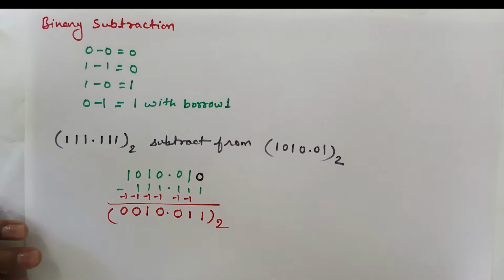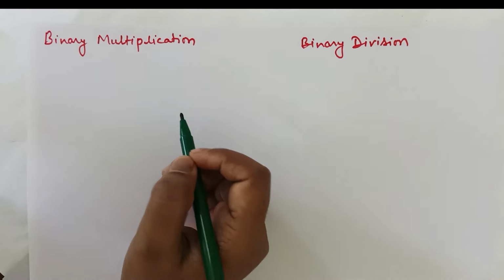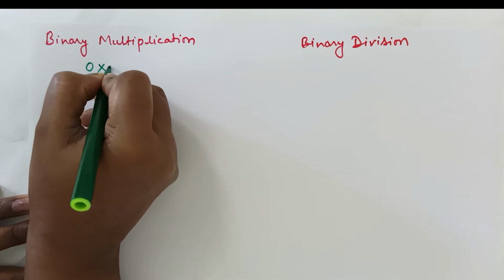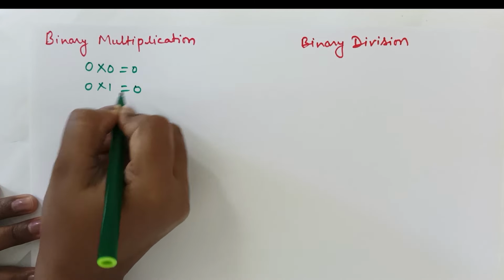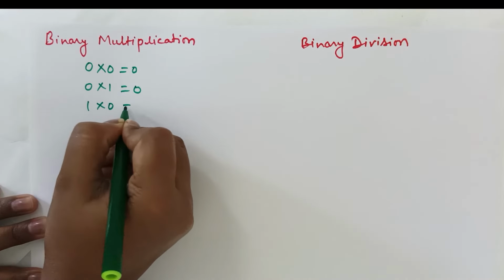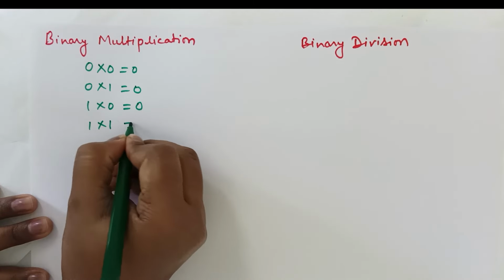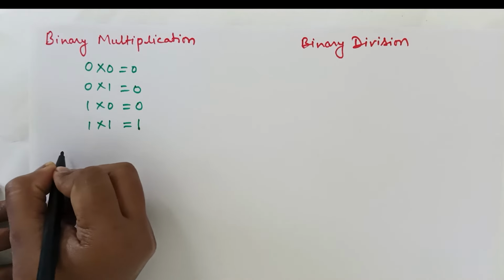Now we will do the multiplication. For binary multiplication, there are some rules. I will write the rules here. 0 multiplied by 0 is 0. 0 multiplied by 1 is 0. 1 multiplied by 0 is 0. And 1 multiplied by 1 is 1. We will take two numbers.